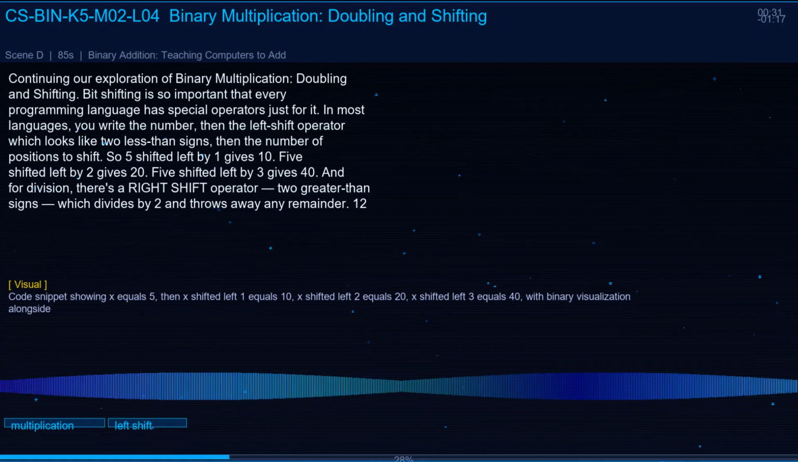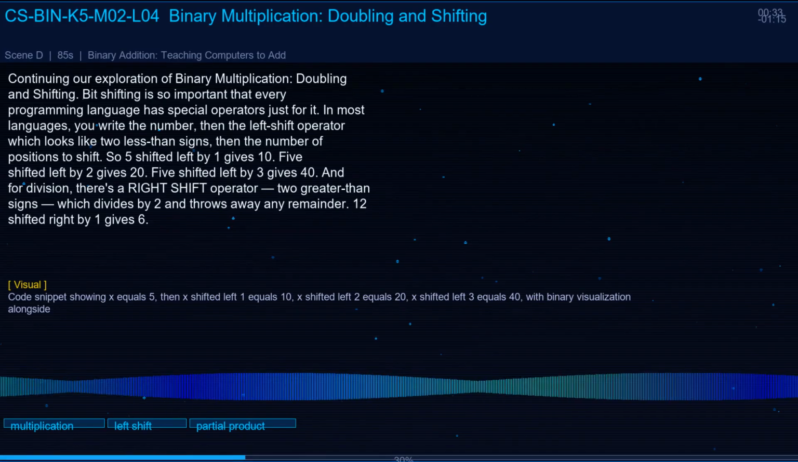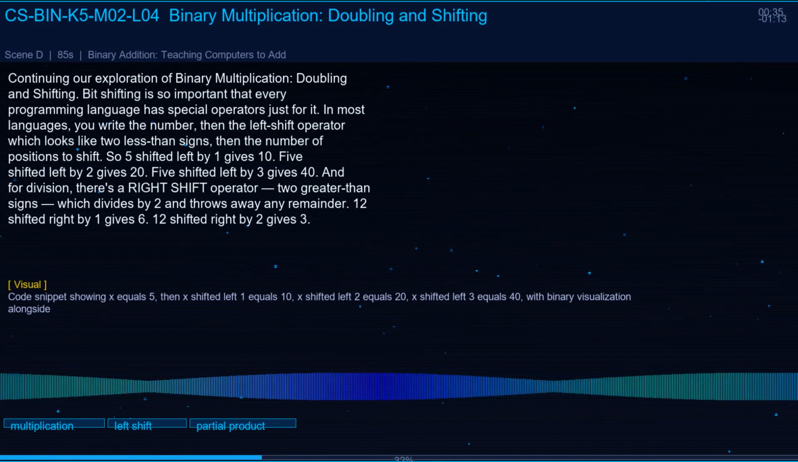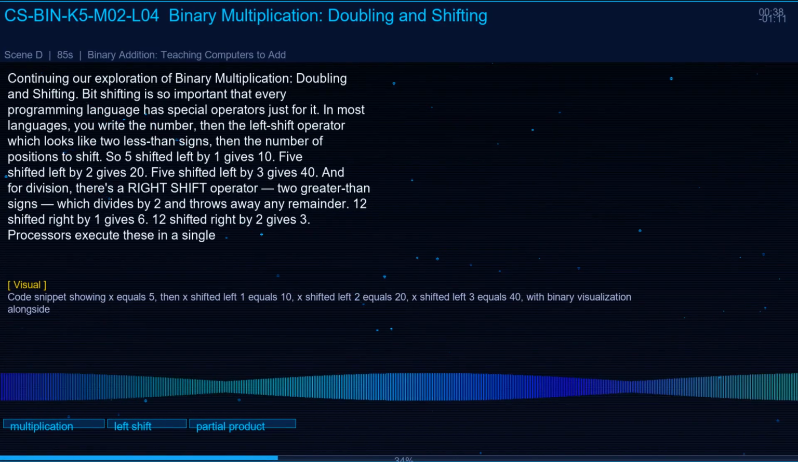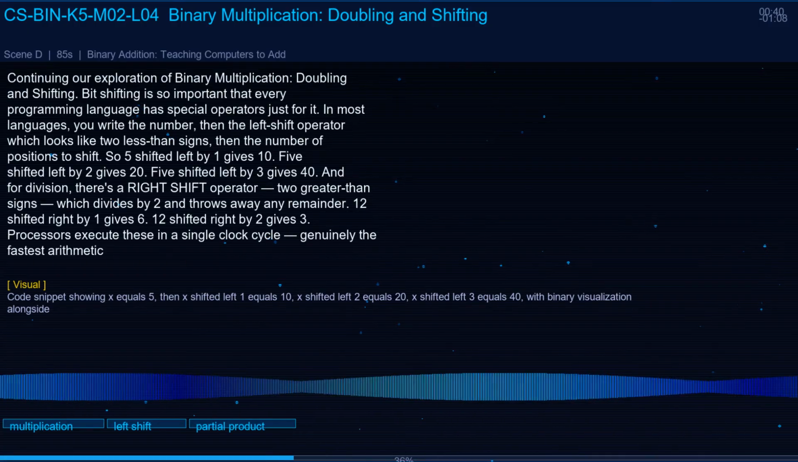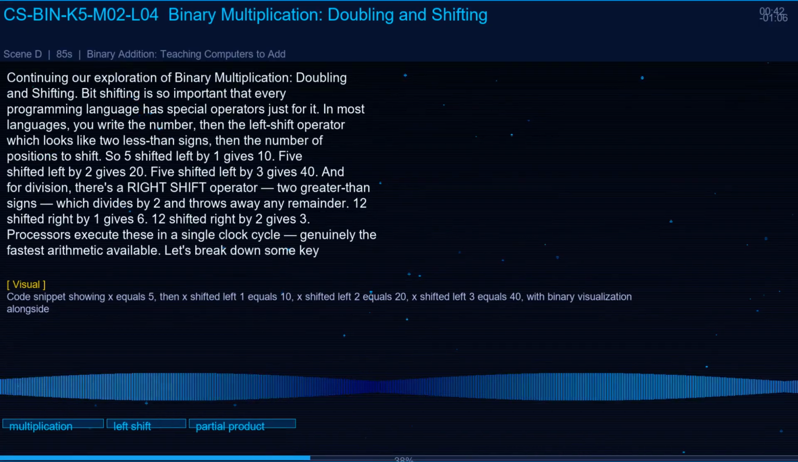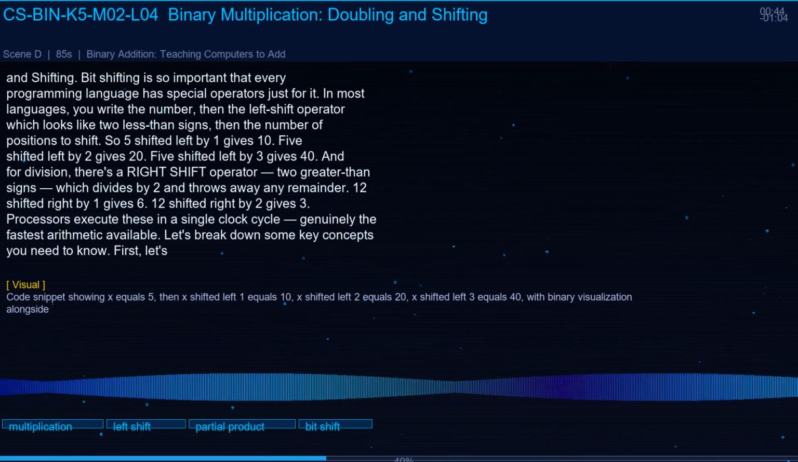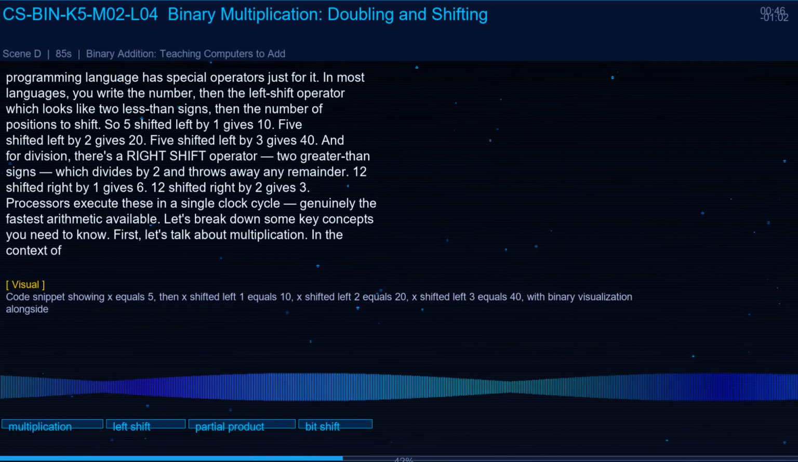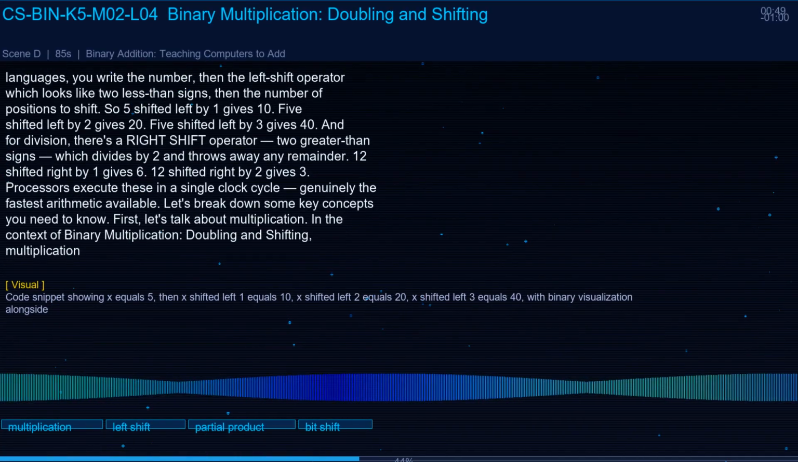And for division, there's a right shift operator, two greater than signs, which divides by 2 and throws away any remainder. 12 shifted right by 1 gives 6. 12 shifted right by 2 gives 3. Processors execute these in a single clock cycle, genuinely the fastest arithmetic available.